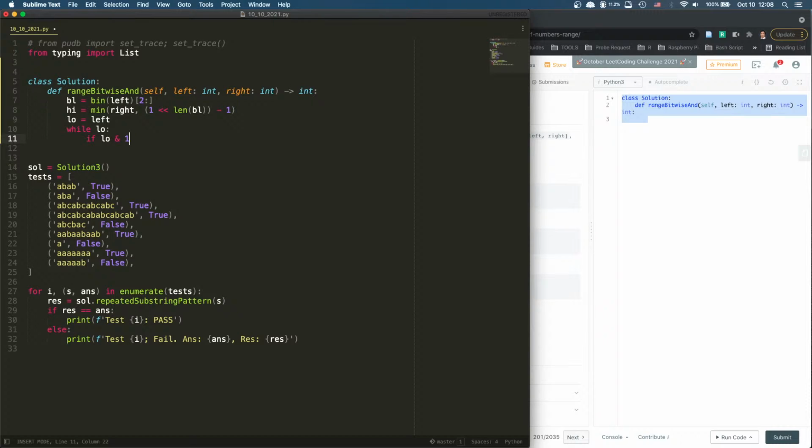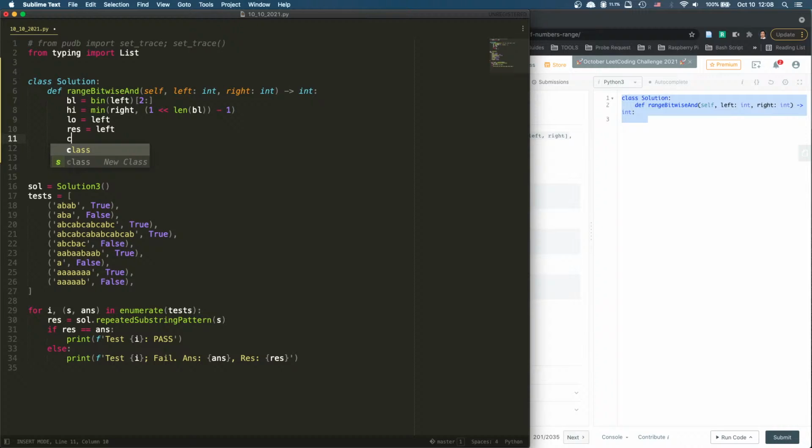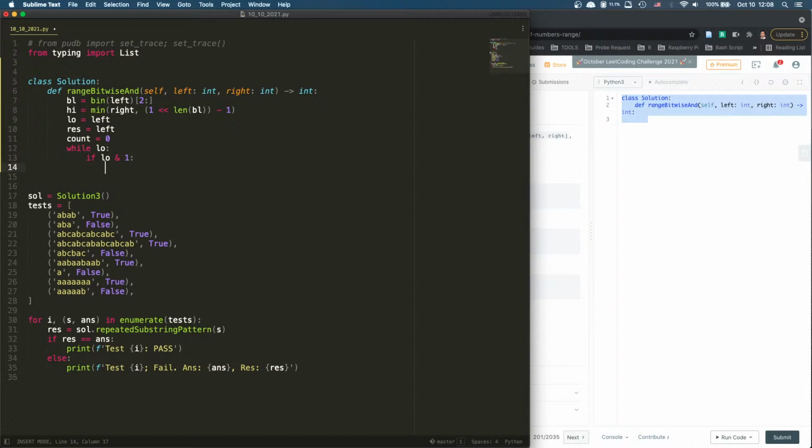And if this position is kept and the next position is not kept, so we have a result. So low is left, the result is going to be left. So low starts with left, and I don't even know how many times we left shift. We need a count. Oh my god, so many variables. Count is 0, right? So if this, then we know there is a 1 at the current position.